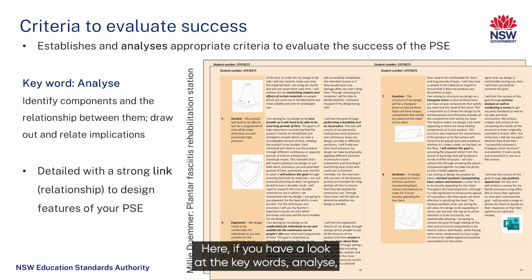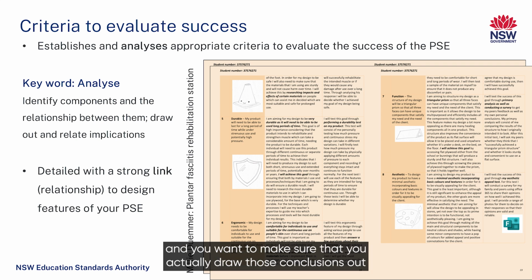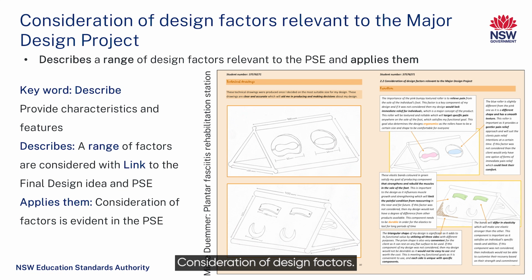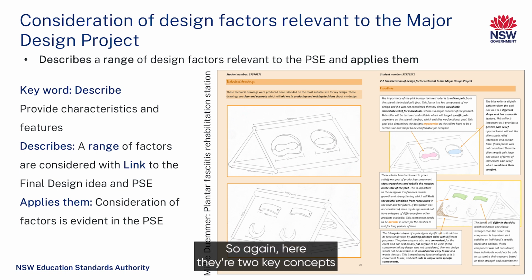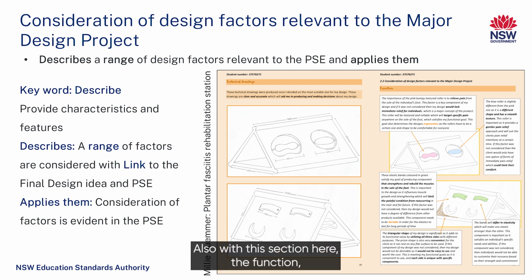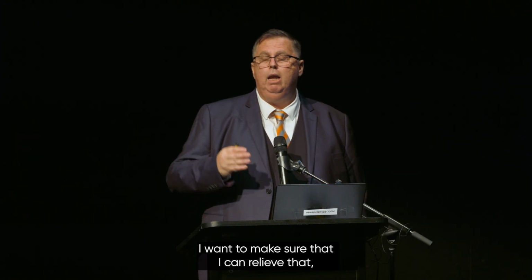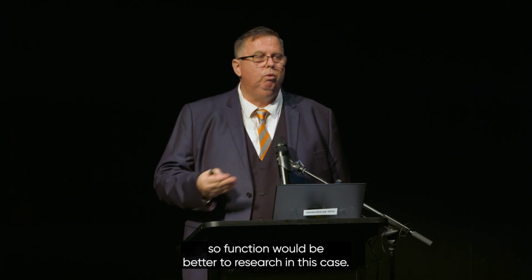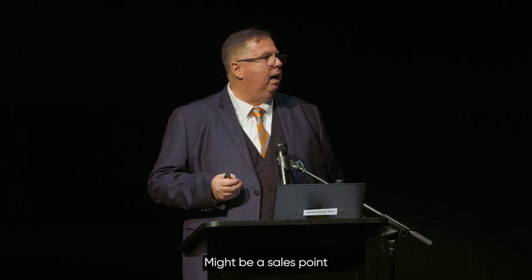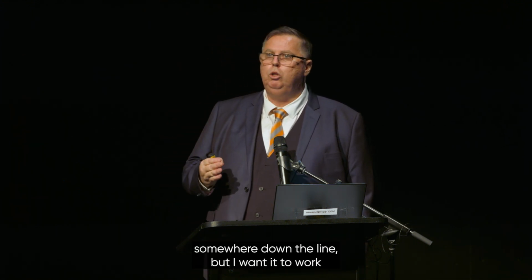Here, if you have a look at the keywords, analyse, okay, so we're getting higher in that level of word, and you want to make sure that you actually draw those conclusions out to show that you're actually thinking. Consideration of design factors. So again, here, there are two key concepts that might come into play. Also with this section here, the function, that's the main thing here. If I've got pain in my foot, I want to make sure that I can relieve that. So function would be better to research in this case. Aesthetics might be a sales point somewhere down the line, but I want it to work.